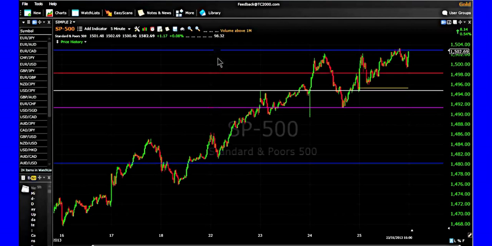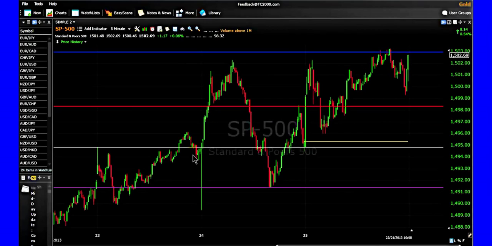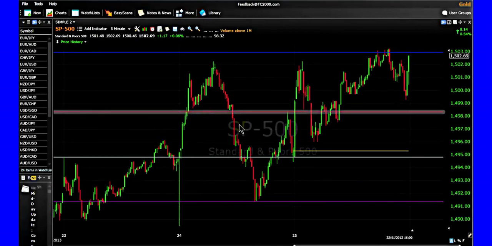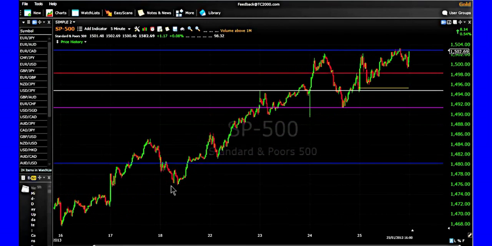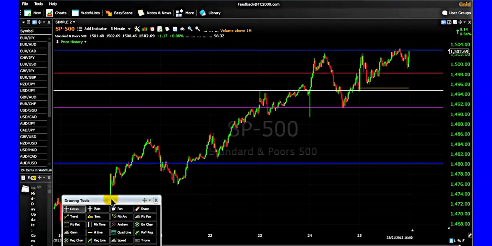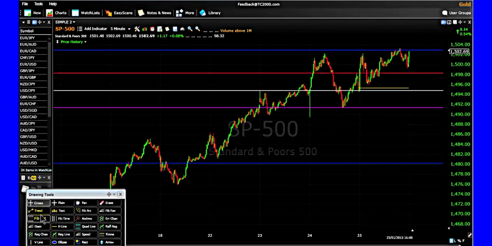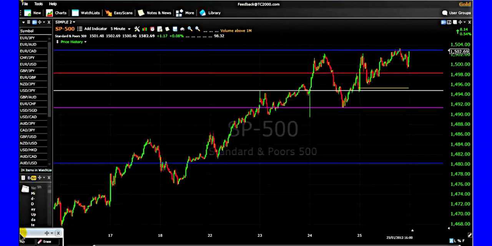So moving on, ladies and gentlemen. We have our lines ready, on the 5-minute chart of the S&P 500. So Monday, we just watch these key levels. Do not forget to draw your trend lines. I explained to you that the price is always moving in a channel, from one support level to the next resistance level.